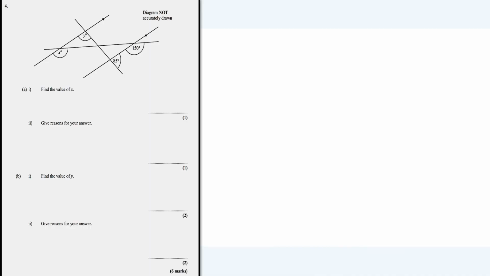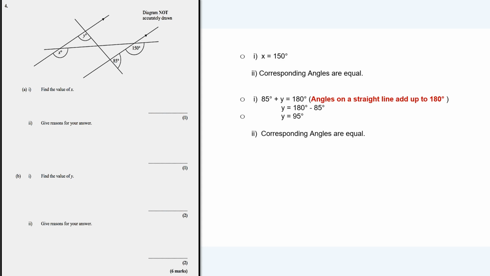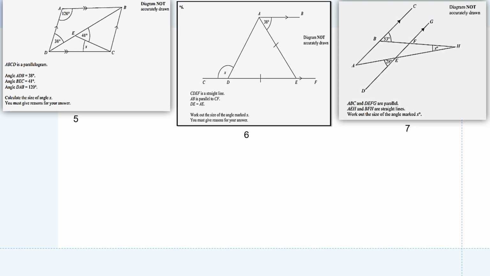Here's question number 4 for you all to try. Give it a pause and try it by yourself. Challenge yourself and see the answers after. Here are the answers for you all. Check your answers and see where you have gone wrong and where you were right. Now these are some questions which are medium to hard. So please try and challenge yourself. Pause the video and try it by yourself.